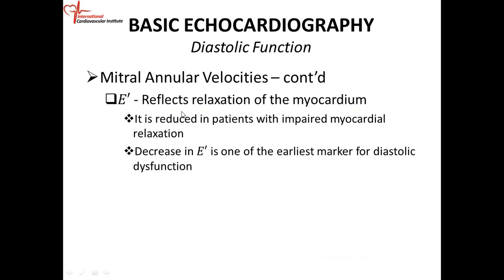Again, E prime reflects relaxation of the myocardium. It is reduced in patients with impaired relaxation. It's one of the earliest things to be affected, E prime. So decrease in E prime is one of the earliest markers of diastolic dysfunction. So you cannot say someone has diastolic dysfunction with a normal E prime. It just doesn't work. Okay, if the patient has diastolic dysfunction, the E prime is going to be reduced.